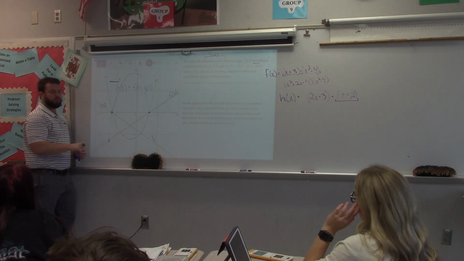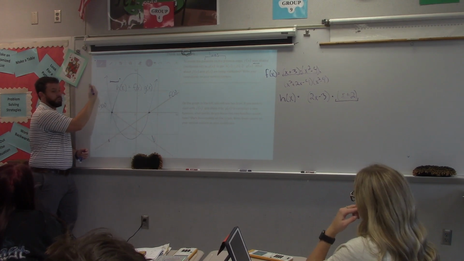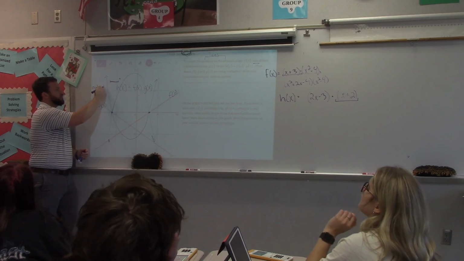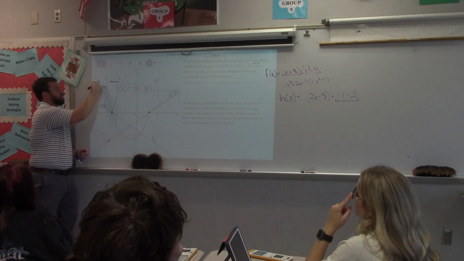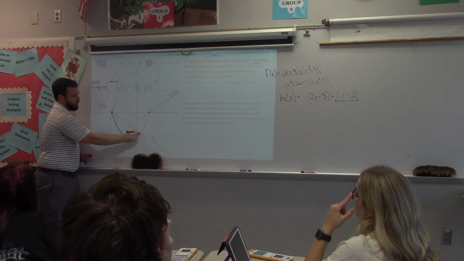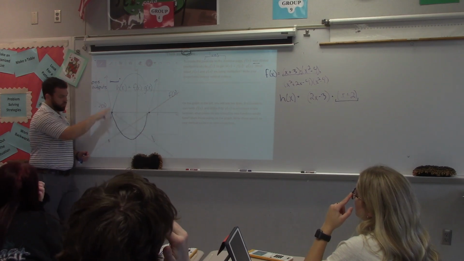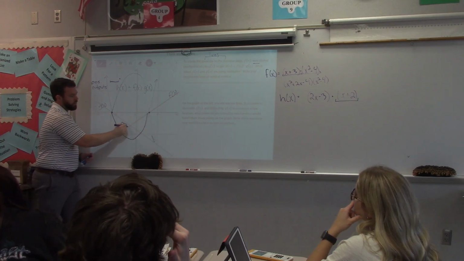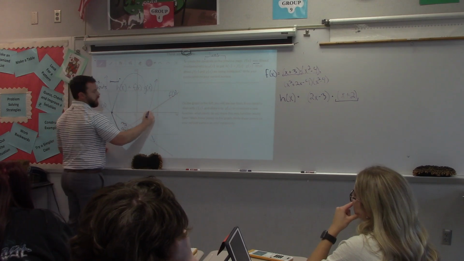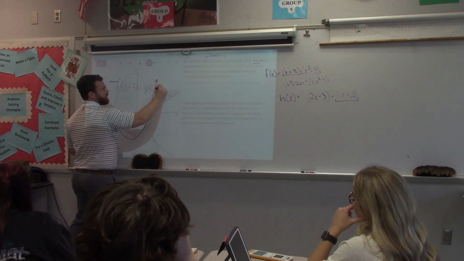Both. I mean, both. Positive on the y. And when I say values, I mean the outputs. So the outputs are positive here. What about in here, in between these x-intercepts? Those are below the x-axis, so these would be negative outputs. And then over here, this would be positive outputs.